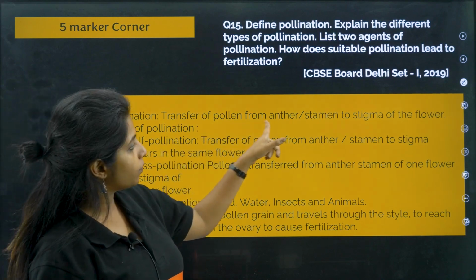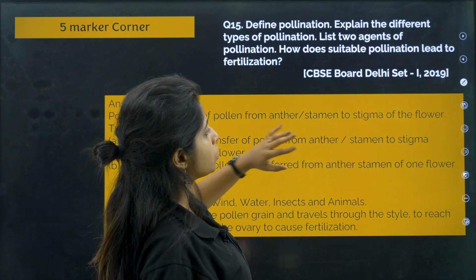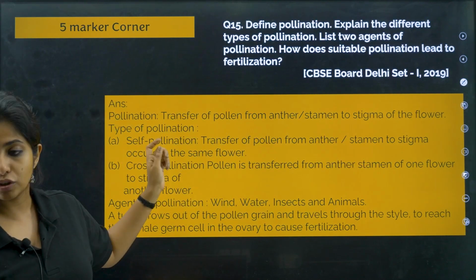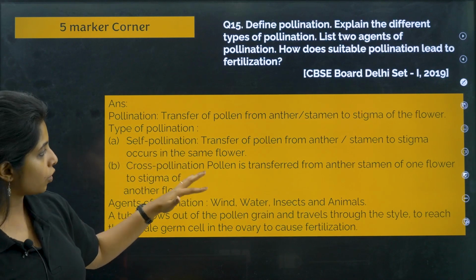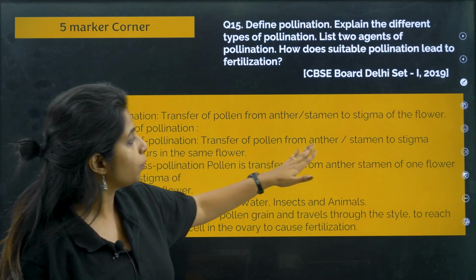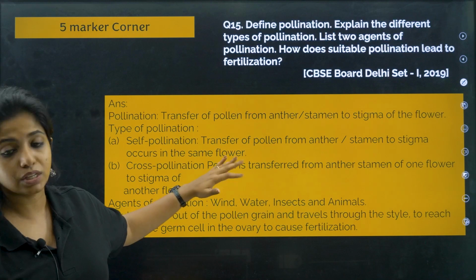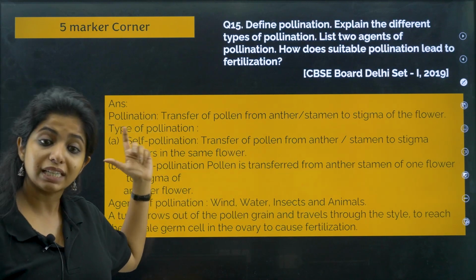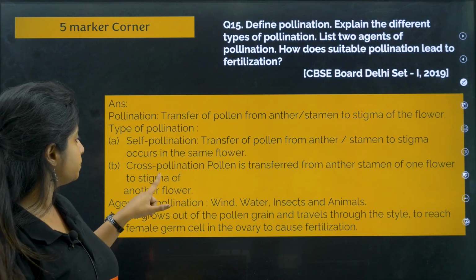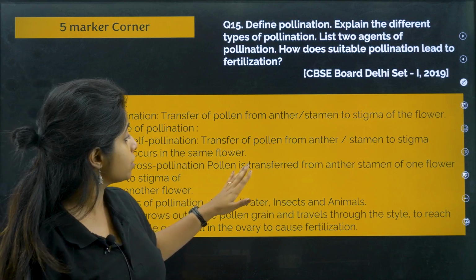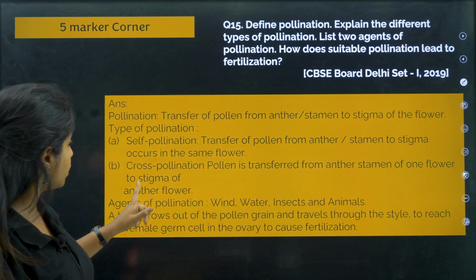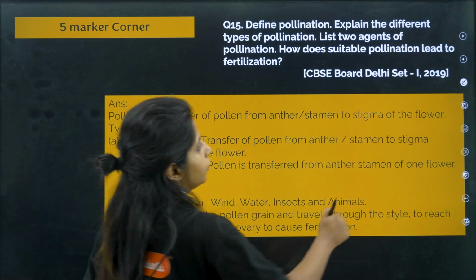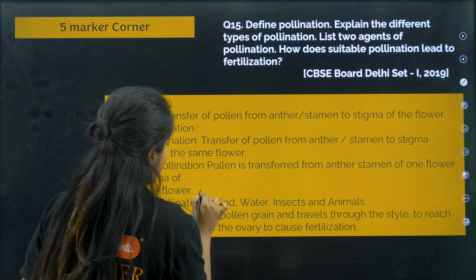So pollination means transfer of pollen from the anther or the stamen to the stigma of the flower. Types of pollination, you have self-pollination and the other one is cross-pollination. Self-pollination means transfer of pollen from the anther to the stigma occurs in the same flower or the same plant. Now cross-pollination, pollen is transferred from the anther of one flower to the stigma of another flower of another plant.